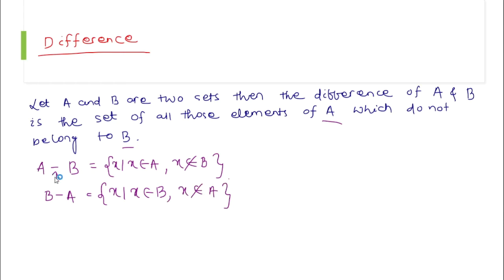So we can say that if A and B are two sets, then A minus B is the set whose elements are the elements of set A but not of set B, whereas B minus A is defined as the set of all elements which belong to set B but do not belong to set A.